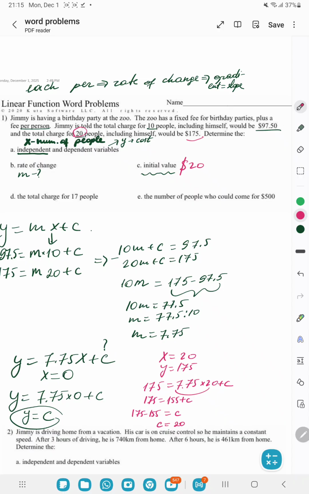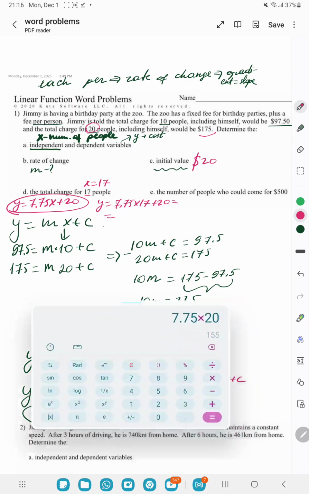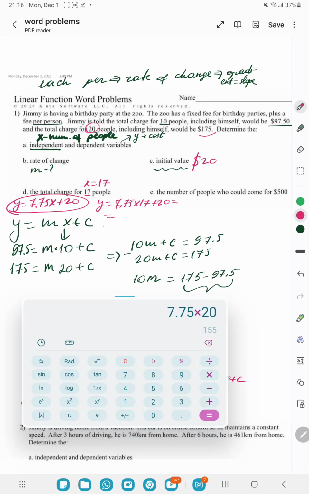Okay, now the total charge for 17 people. y equals mx plus c. Our m is 7.75 and c is 20. This is our function. Now for 17 people, when x is 17, we can write y equals 7.75 times 17 plus 20. Let's multiply by 17 this time and add 20. It will be $151.75 for 17 people. Okay, this is D.